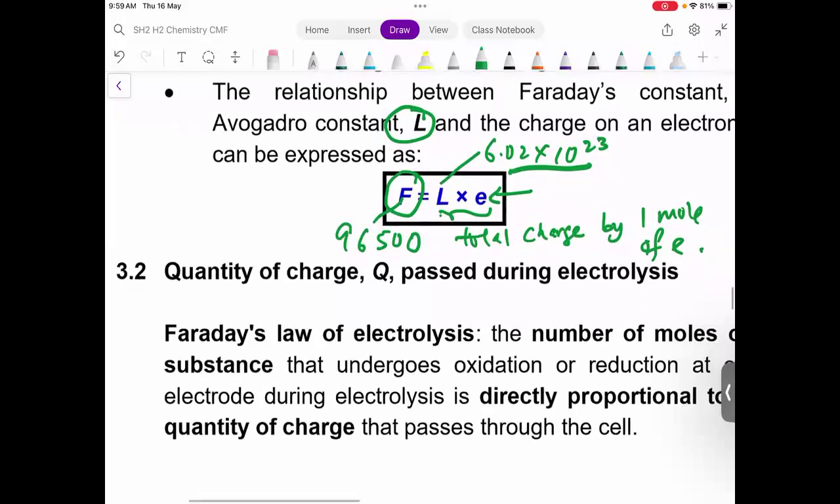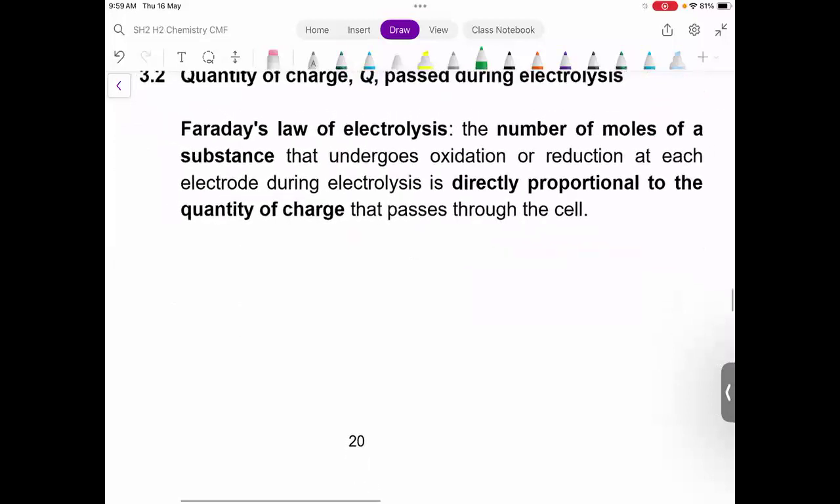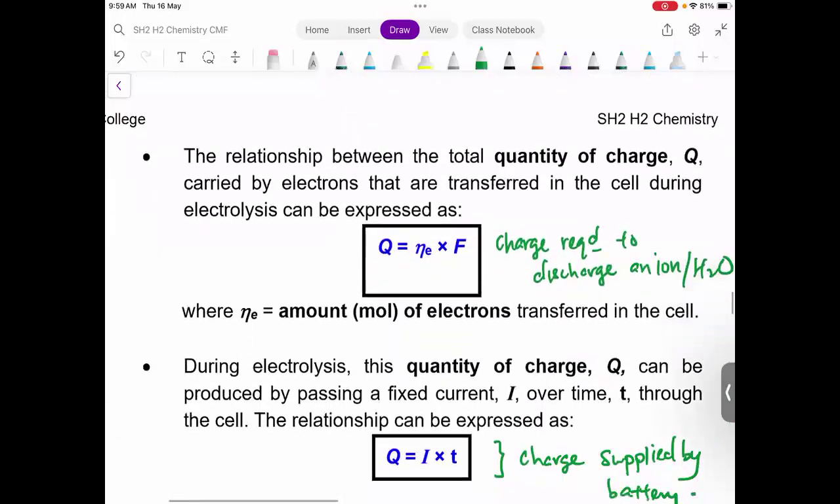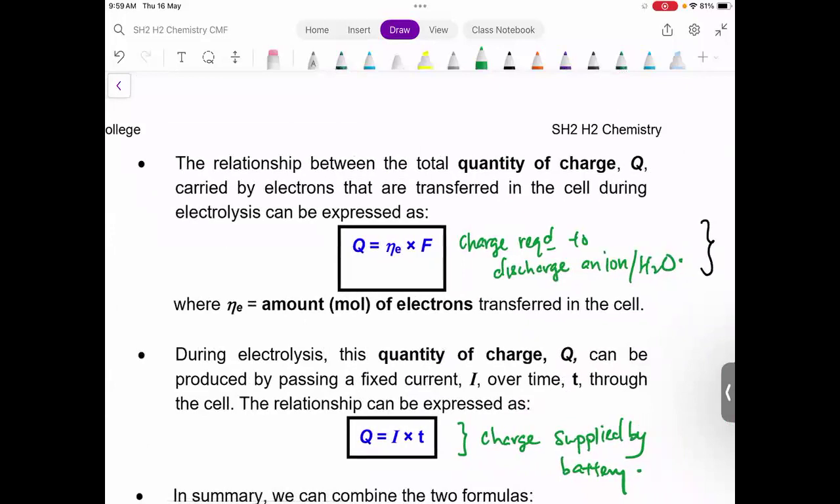Okay, so quantity of charge passed during electrolysis, right? The rest you can read on your own. There are two equations that you need to apply. The first one is Q, which is the total charge, equals number of moles of electrons times Faraday's constant. This equation refers to the charge required to discharge an ion or water. So it is the total charge required to discharge your ion or water.